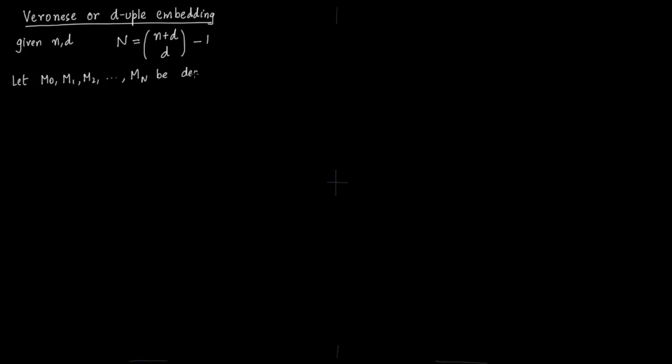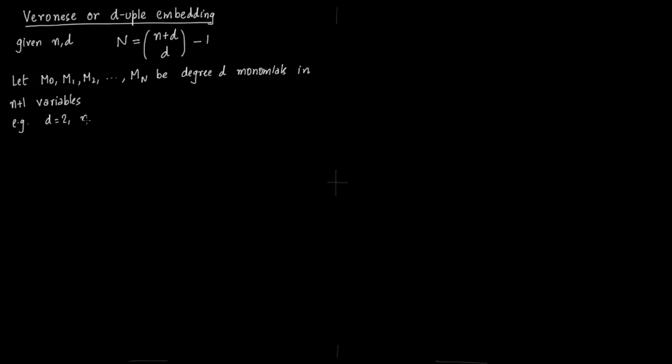So all of them are these degree d monomials in n plus 1 variables. So all this will be more clear with an example.